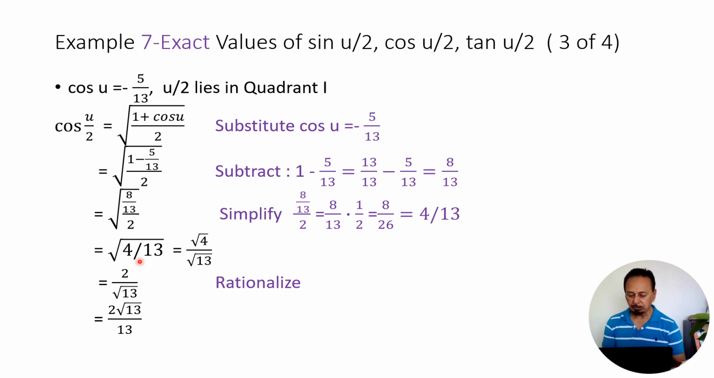So this equals now square root of 4 over 13. Now we break it down into two radicals, square root of 4 over square root of 13. Square root of 4 is 2 and square root of 13 is square root of 13. Now we rationalize. So we multiply square root of 13 here, square root of 13 here. After you simplify, you get 2 times square root of 13 over 13.